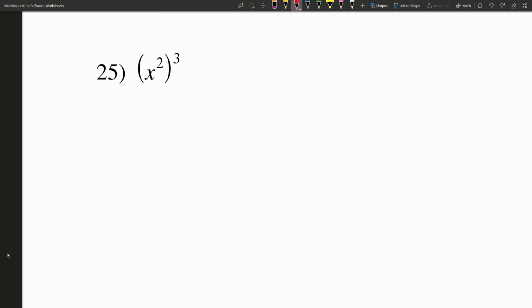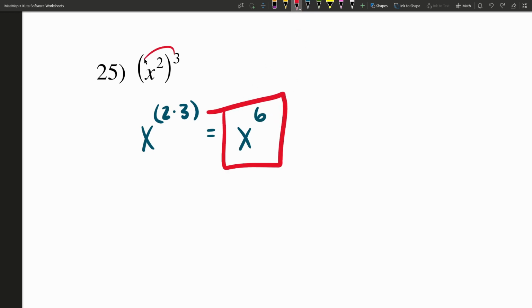Number 25, x squared raised to the power of 3. What do we do? Since we have a term with an exponent raised to another exponent, we're going to multiply those exponents together. So this becomes x to the 2 times 3, which is x to the 6th. Feel free to double check by writing out x squared cubed and adding those exponents together.